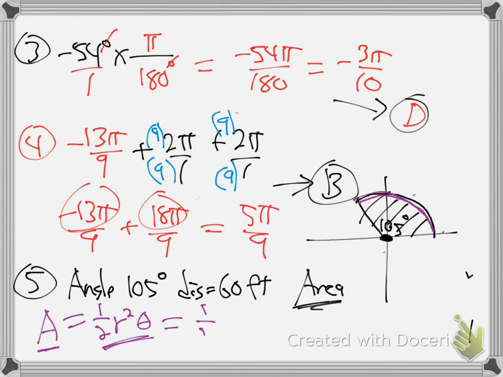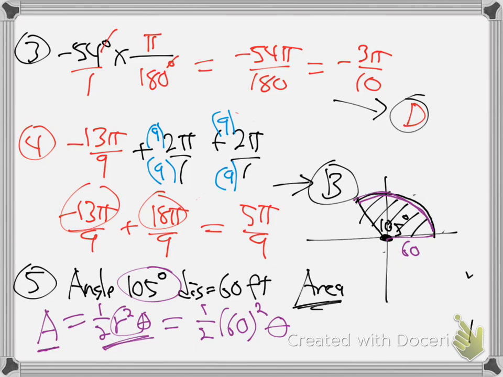So it's a half r squared. What's r? 60. That's the distance. The distance is 60 feet. That's the radius. That's how far the sprinkler shoots, 60 feet, the radius of the circle. That's the r. So r squared, 60 squared, theta. Now, we'd like to say theta is 105, but that's not right, huh? Why not? Has to be in radians.